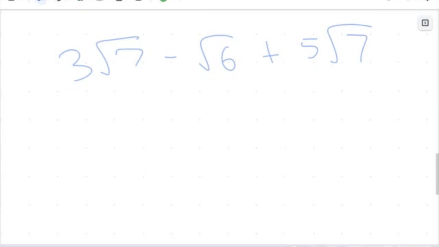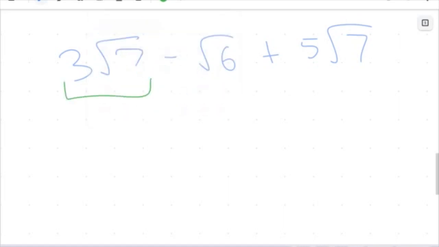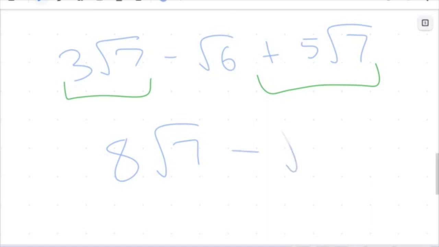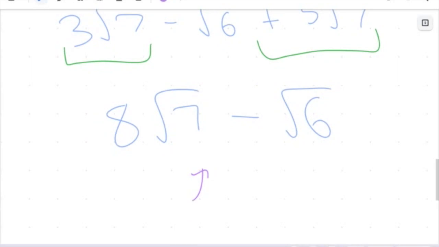So if we dealt with this question here, we would still match the like terms together. So 3 lots of root 7 plus 5 lots of root 7 will give me 8 lots of root 7. And I'm subtracting root 6 from that. Now this cannot be simplified any further. So I'm going to actually make a note of that. So as in algebra, this can't be simplified further.